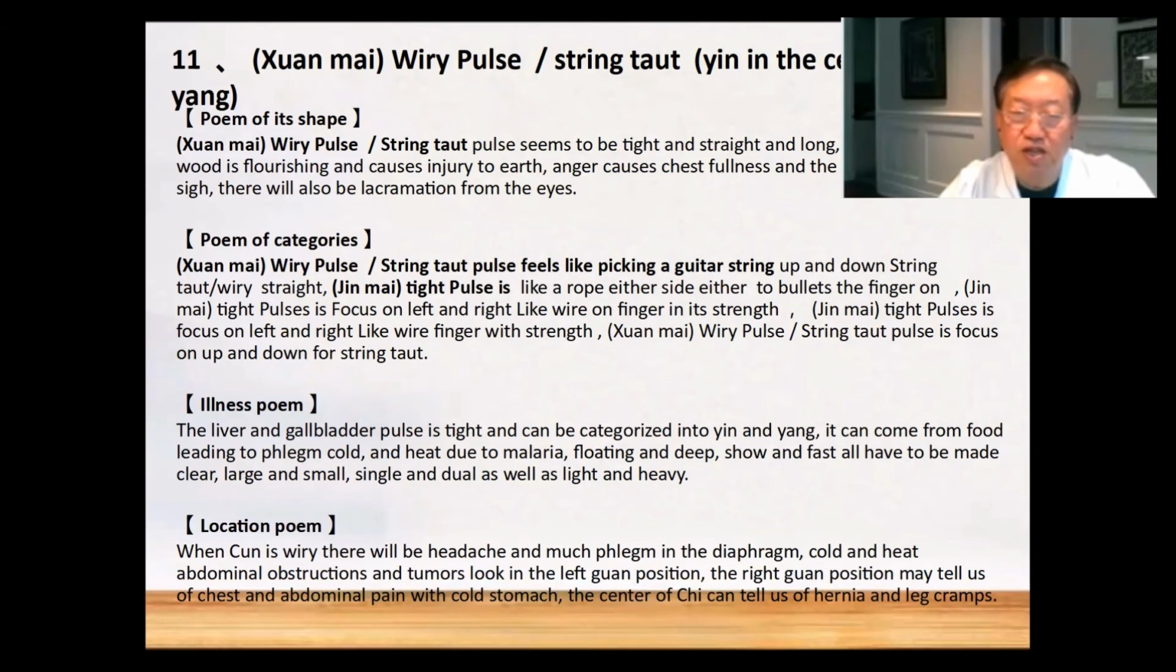When Duan is wiry, there will be headache and much phlegm in the diagram. Cold and heat, abdominal obstructions, and tumors look in the left guan position. The right guan position may tell us of chest and abdominal pain with cold stomach. The center of Chur can tell us of hernia and leg cramps.